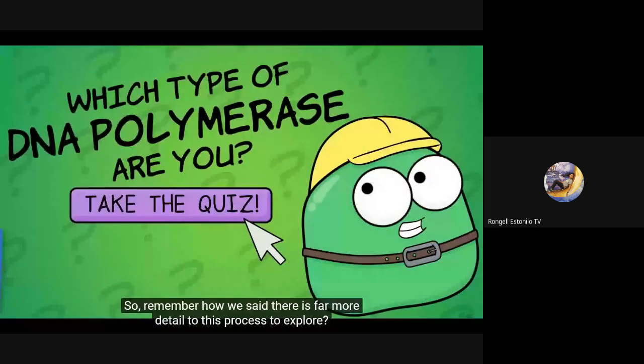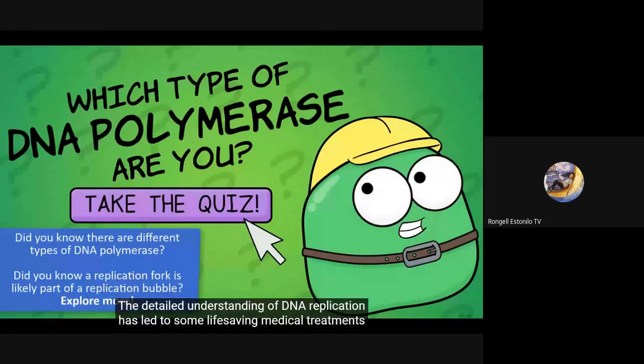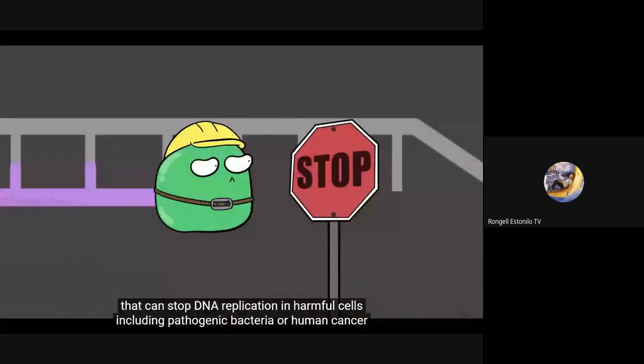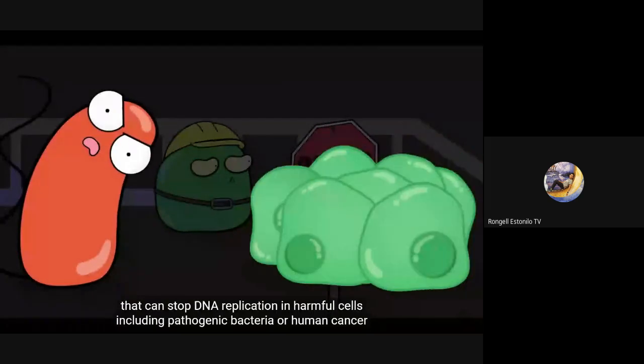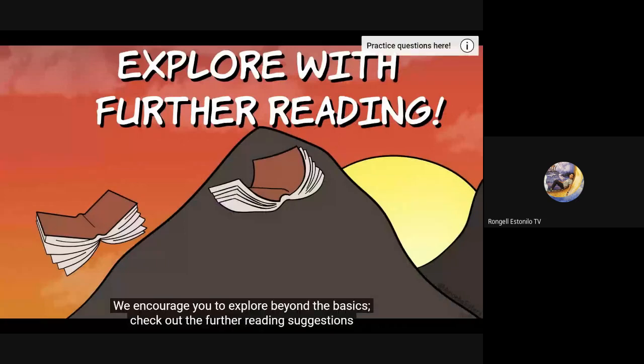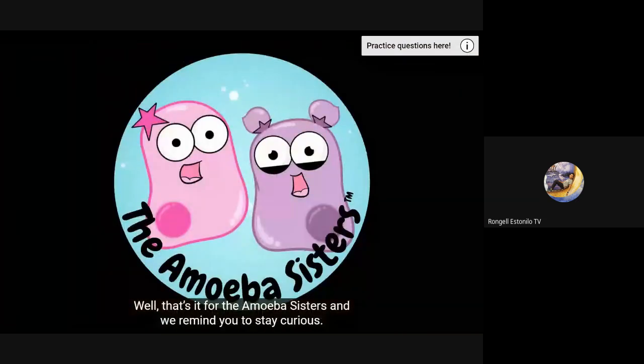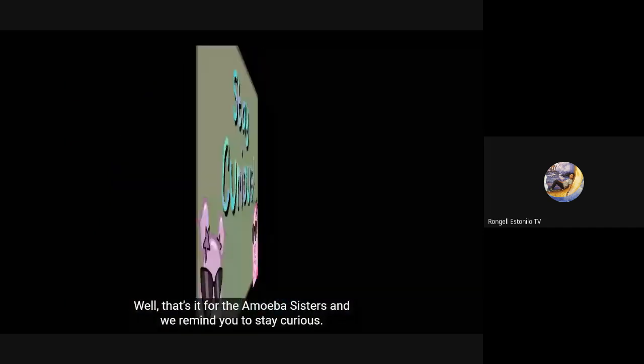So remember how we said there is far more detail to this process to explore? The detailed understanding of DNA replication has led to some life-saving medical treatments that can stop DNA replication in harmful cells, including pathogenic bacteria or human cancer cells. We encourage you to explore beyond the basics. Check out the further reading suggestions and the video details to explore more. Well, that's it for the Amoeba Sisters, and we remind you to stay curious.